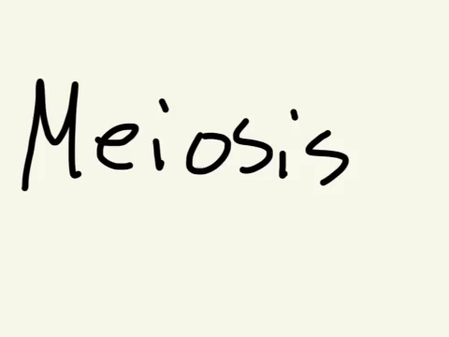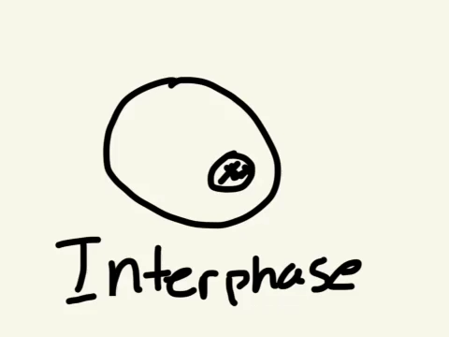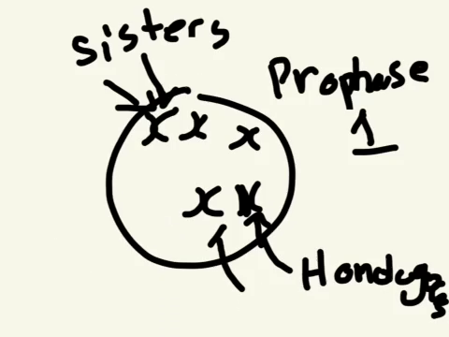What we're going to be talking about is meiosis. This is interphase for meiosis. It's the stage before division. DNA copies. Prophase. The homologous chromosomes line up next to each other.